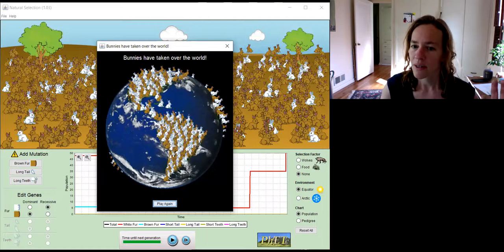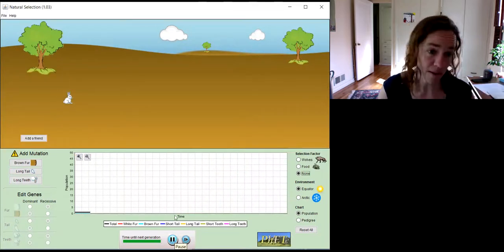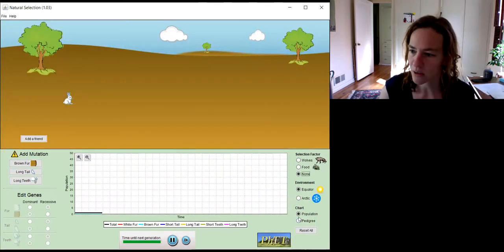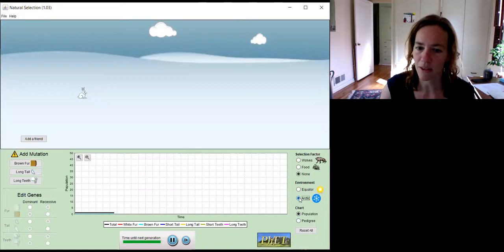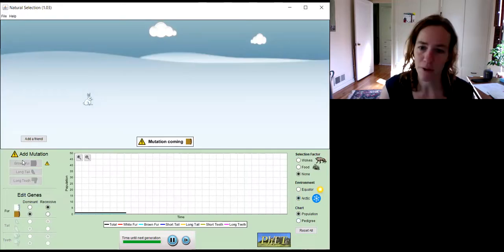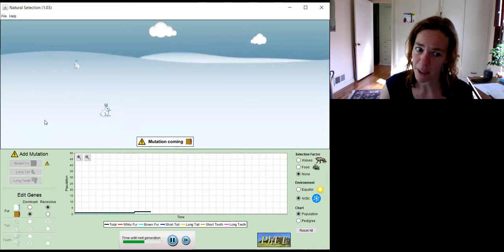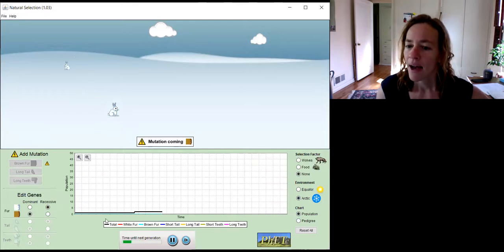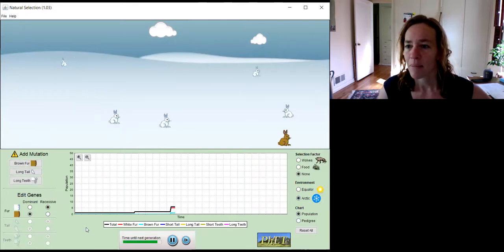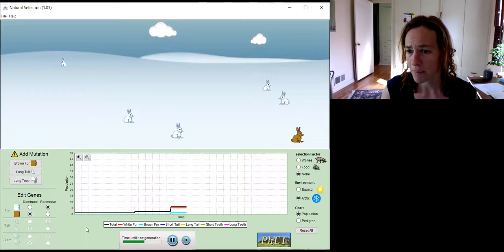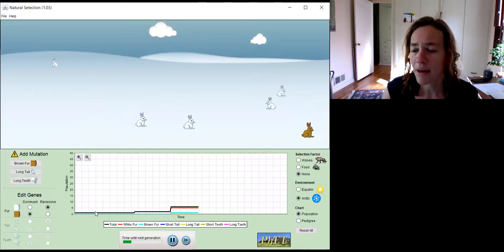All right, so now let's play with the second question. The second question asks you to go to the Arctic habitat. So I'm going to click on Arctic. I'm going to add the brown fur mutation. I'm going to add a friend because bunnies cannot make babies by themselves. And here we have them hopping around. Some of them are making babies. Some of the babies are brown.